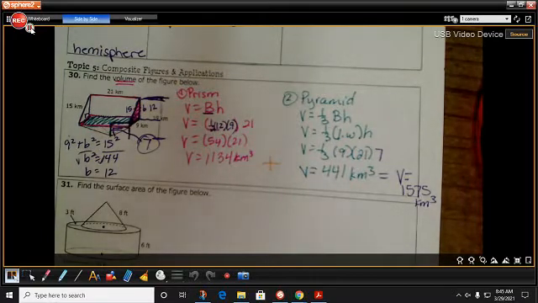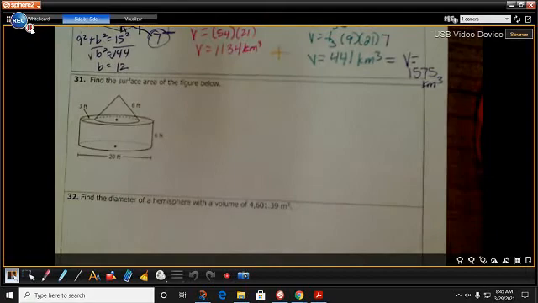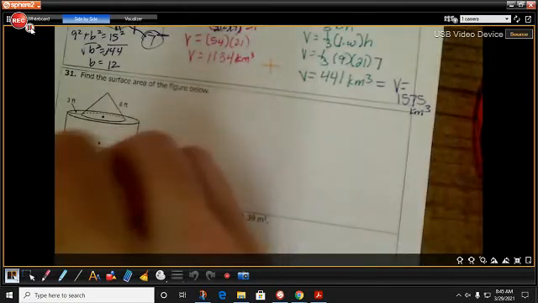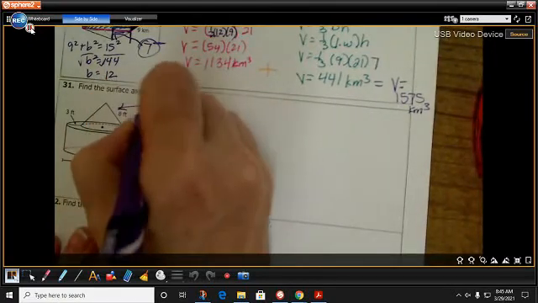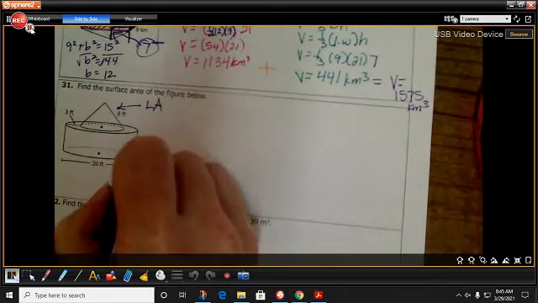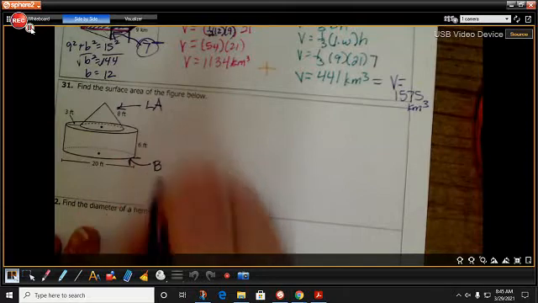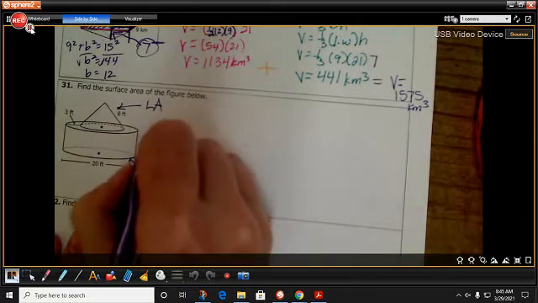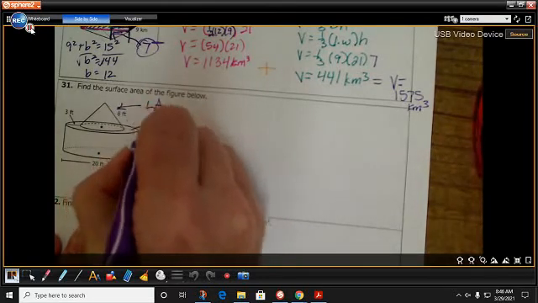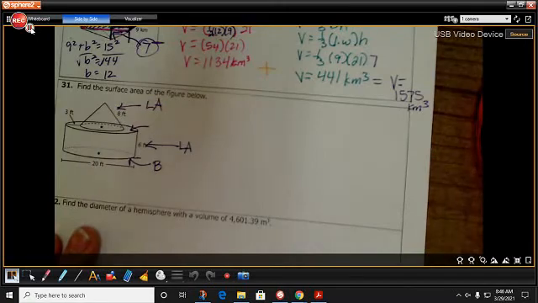Number 31. Turn my page here. Here we go. So now I need to find the surface area of this figure. Okay? And so in order to do this, I need to figure out which parts of this figure I have in my surface area. I have the lateral area of a pyramid. I have a base of a cylinder. I have the lateral area of the cylinder. And then I have part of this base.